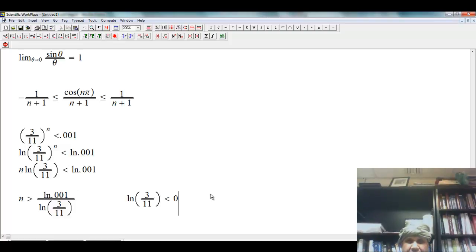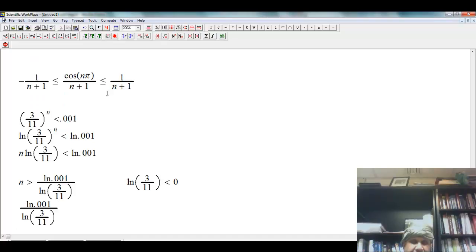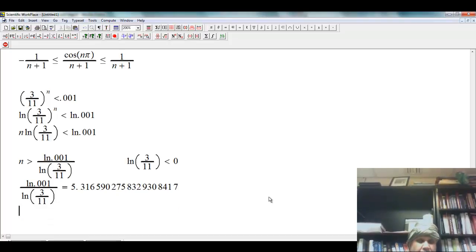See, it's a negative quantity, right? Notice that? So when I divide by ln of 3/11, what will happen to the inequality sign? It will switch, right? Because when you multiply an inequality by a negative number, the sign switches, because this quantity is less than 0. You're with me, right?